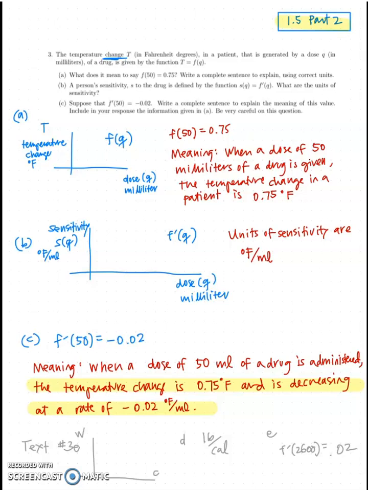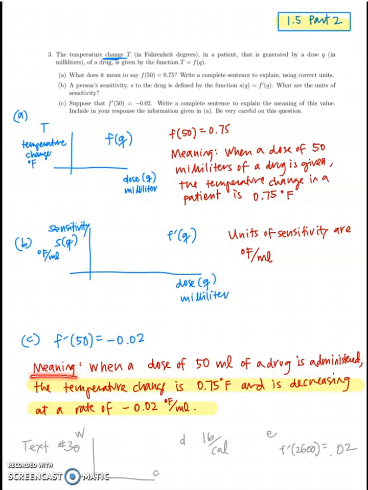For example, instead of going up 0.75 degrees Fahrenheit, maybe you're just now going up 0.73 degrees Fahrenheit. So this would mean that you would expect the next milliliter of a dose, the temperature change is going to go down slightly.